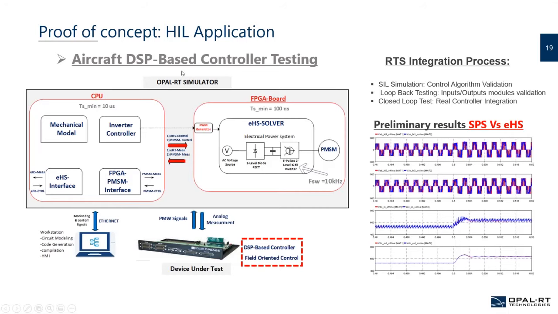So we have the OPAL-RT simulator shown here, including the FPGA parts. These FPGA parts will run one principal feeder of the Boeing power system, consisting of a voltage source connected to an AC-DC-AC converter driving the PMSM.